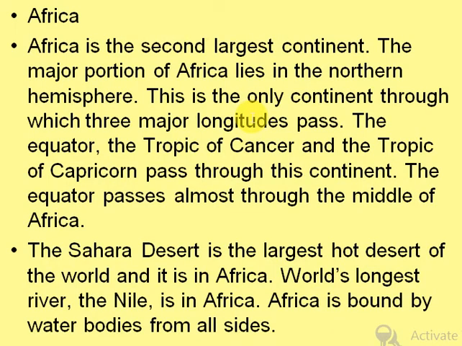Now let us discuss about Africa. Africa is the second largest continent. The major portion of Africa lies in the northern hemisphere. This is the only continent through which three major lines pass: the equator, the Tropic of Cancer, and the Tropic of Capricorn pass through this continent. The equator passes almost through the middle of Africa.